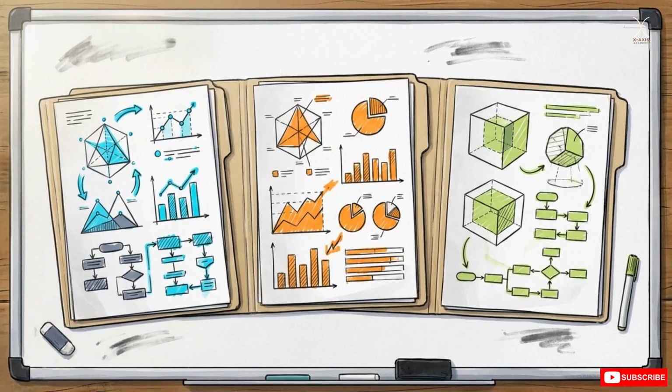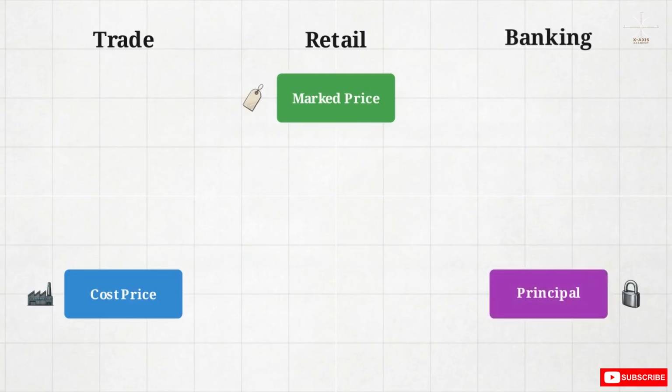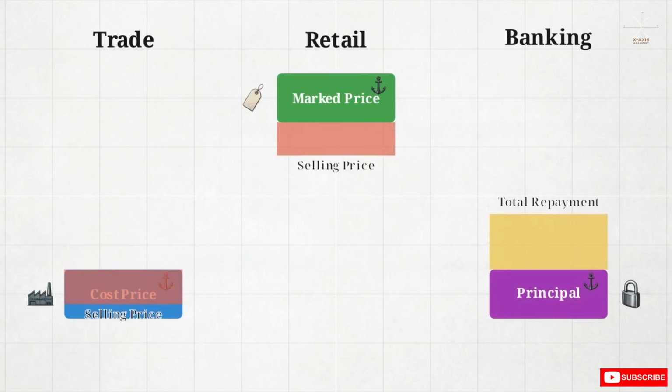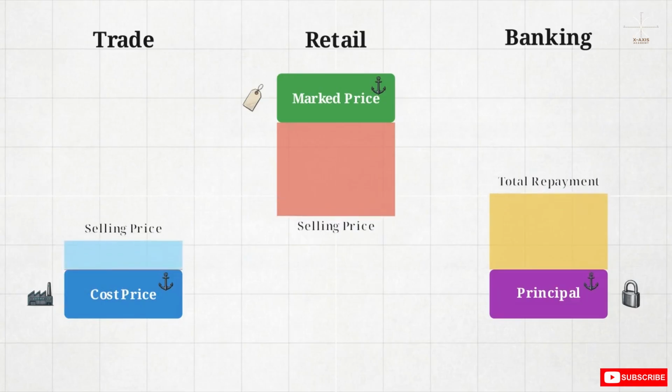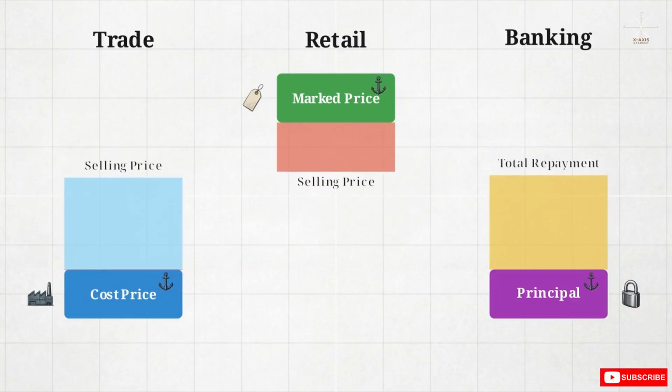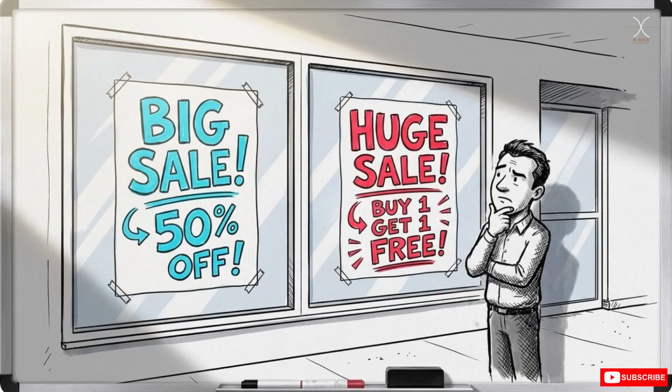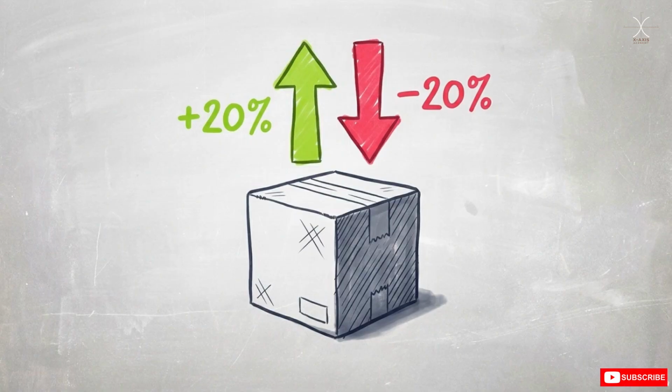Now, let's look at all three of these financial mechanics working at the same time. This visualizer tracks trade margins, retail discounts, and simple loans. The final selling prices and total repayments constantly fluctuate, but the baselines, the cost price, the marked price, and the principal, remain perfectly static. Which brings us right back to the retail paradox we started with: an item marked up by 20% and then discounted by 20%.